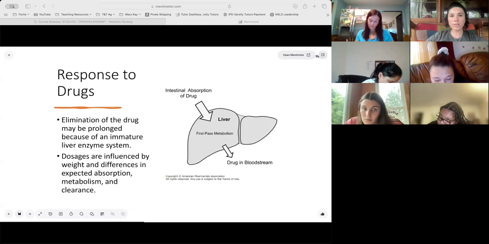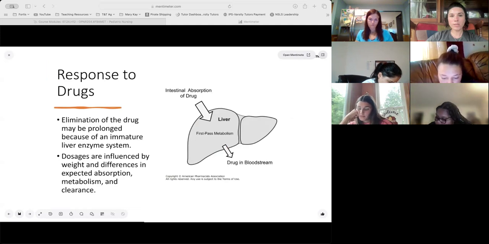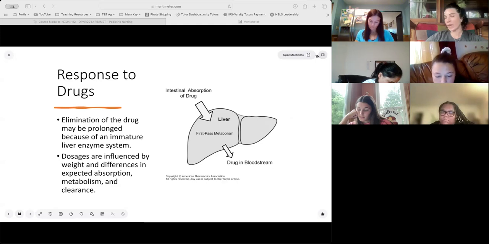Last week, we talked about the large role that our liver and kidneys play in metabolizing our medication. Depending on how mature those particular organs are will dictate how we respond to these pain medications that we are giving.